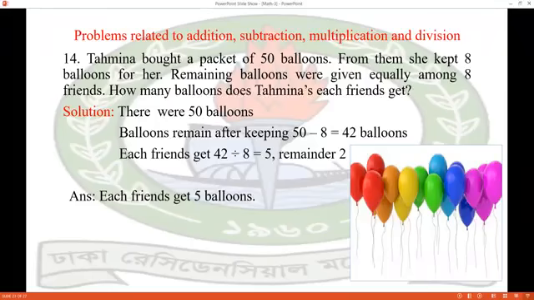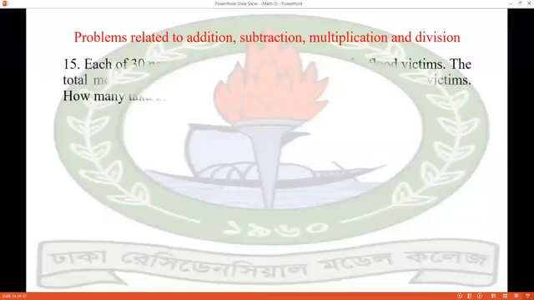So each friend gets 42 division 8, 5, but remainder 2. But here it says you have to distribute it equally among them. So you do not give the last 2 balloons to anyone. So each friend gets 5 balloons each. The number 15. Who has a problem with number 15?